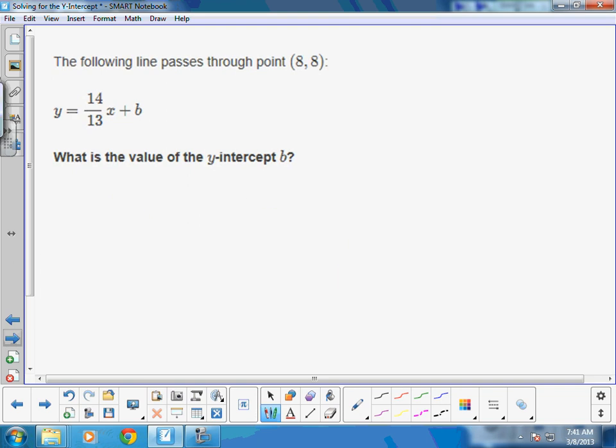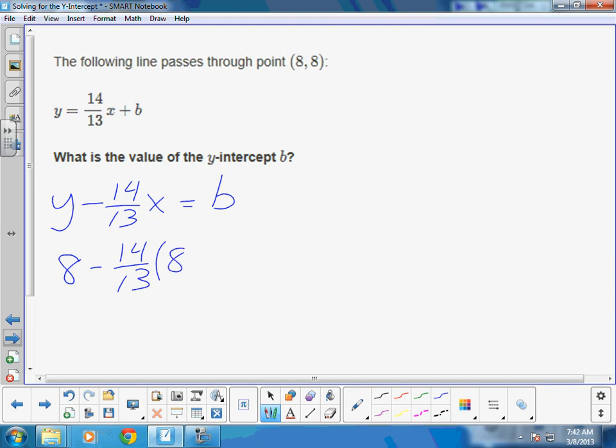Oh, I am so glad they look alike. Oh, so now I just do the same thing again. I'm going to go y. In this problem, I'm going to subtract the 14/13 x. That will equal b. I substitute my values in. In this case, y is 8. My x is also 8. And that will equal b.